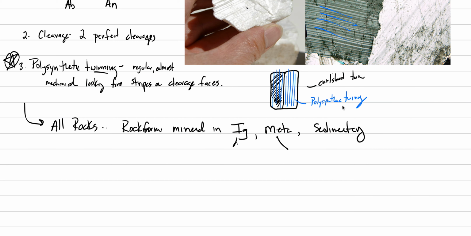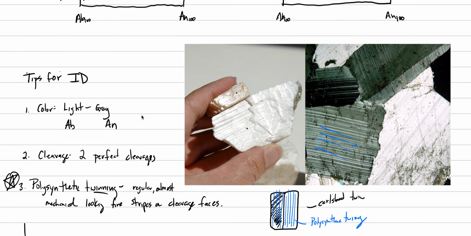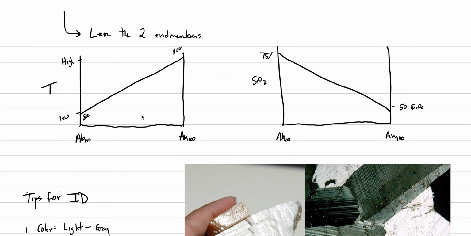Well, that's it for the tectosilicates. There are other interesting minerals, but we don't have time for them. Plagioclase and quartz are what you need to know.